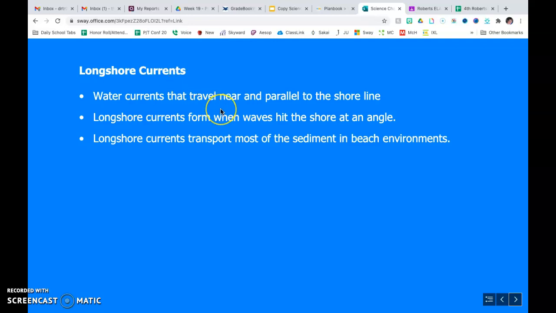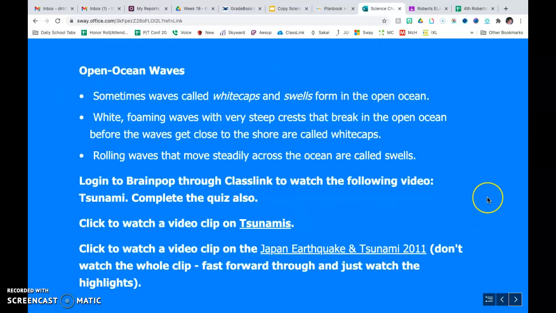So water currents that travel near or parallel to the shoreline are those longshore currents. They form when waves hit the shore at an angle. Longshore currents transport most of the sediment in beach environments. So they are what bring up the shells and things like that you find as you're walking along the beach.